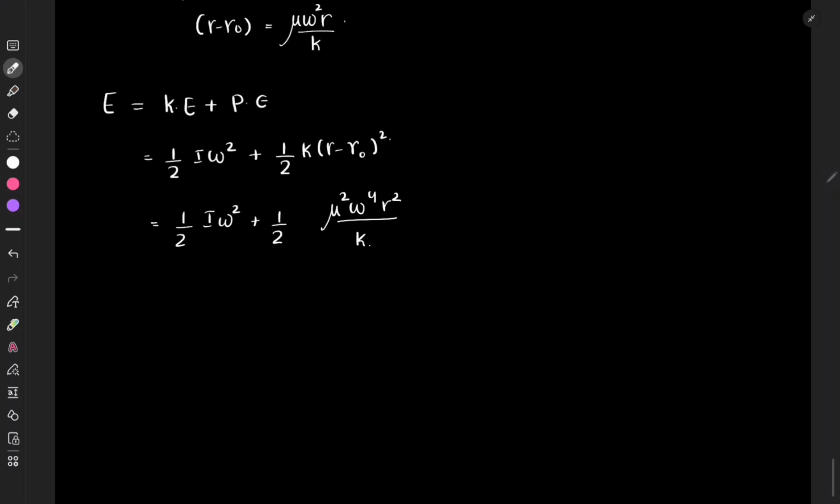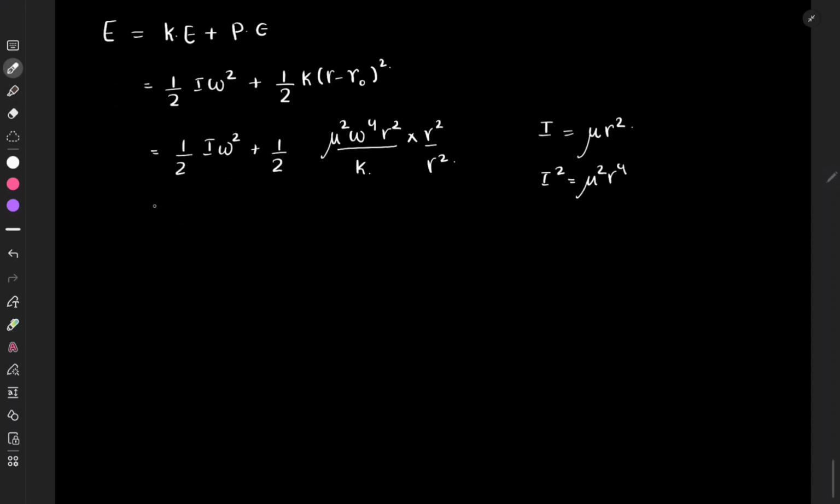Next, from here we know that I is equal to nu r square. So I square is equal to nu square r raised to 4. So we'll multiply and divide by r square. What you'll get next is half I omega square plus half, I square and omega raised to 4, so I omega square the whole square divided by k r square.